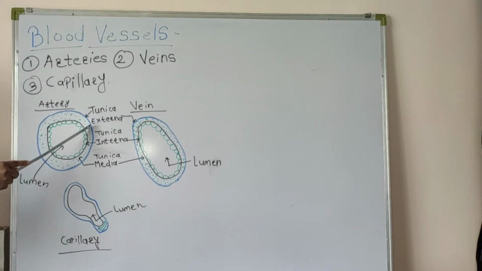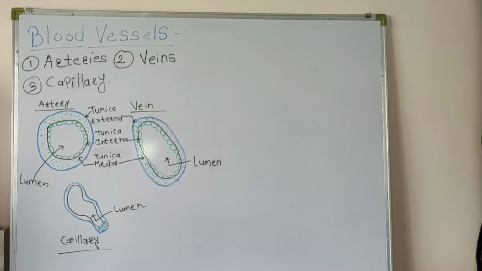The tunica externa is a tough layer made up of collagen fibers, and the tunica media is made up of smooth muscles and elastic fiber. It is elastic in nature, and the tunica interna is made up of endothelial cells. And the lumen of this artery has a blood flow which is very high in pressure and very rapid.